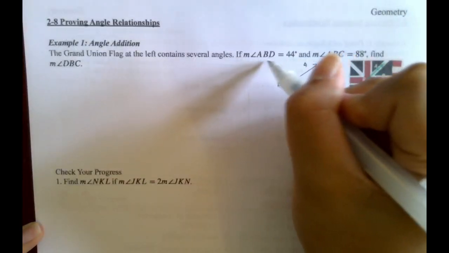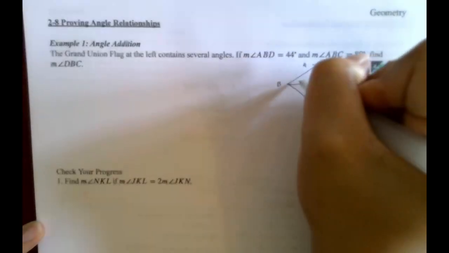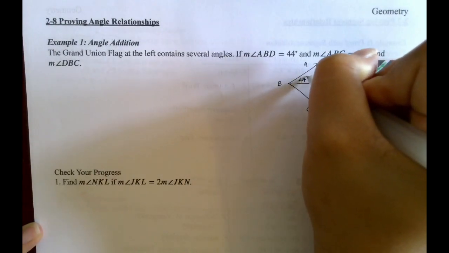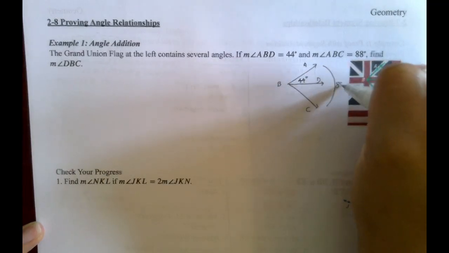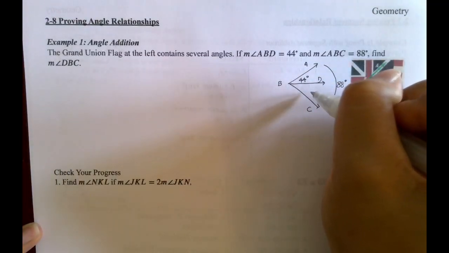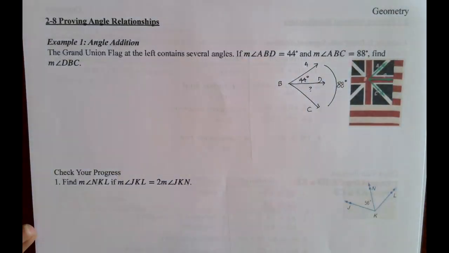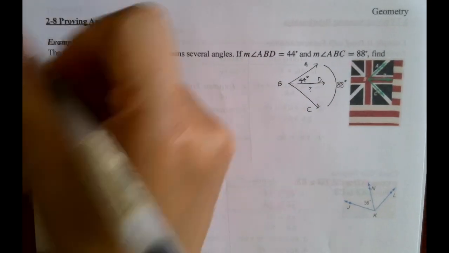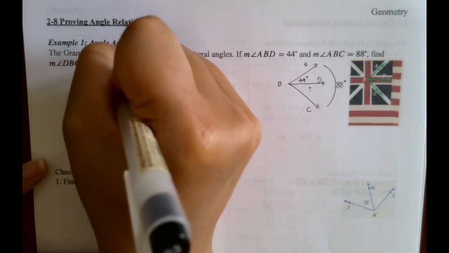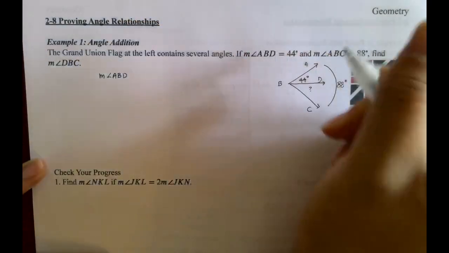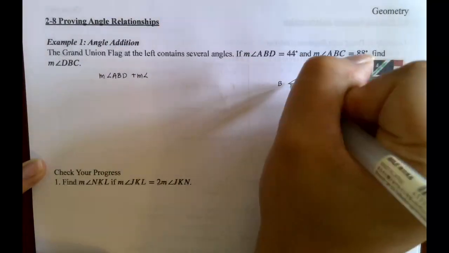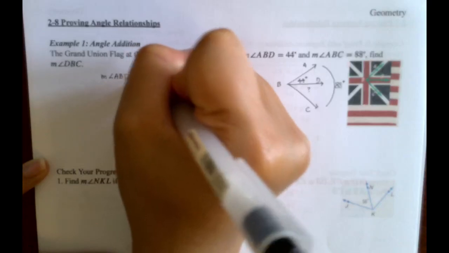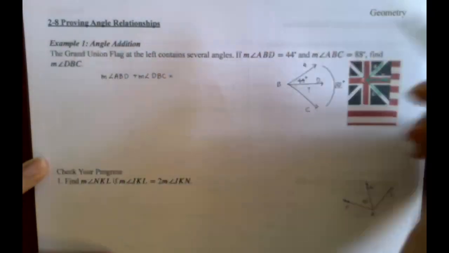So here we know the measure of angle ABD is 44, so I would write 44 here. And then ABC, the whole thing is 88. What would DBC have to be? Okay. So what we should know from the angle addition postulate is that the measure of angle ABD, this here, plus the measure of angle DBC, this one here, should equal the bigger angle here, ABC.